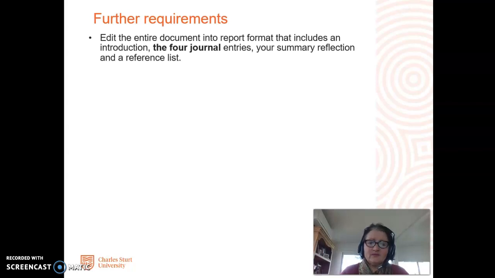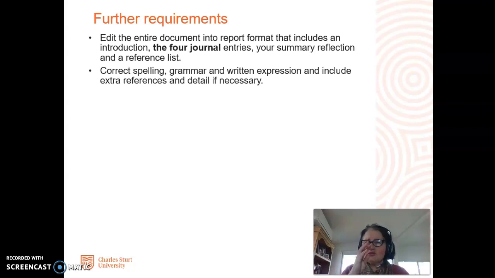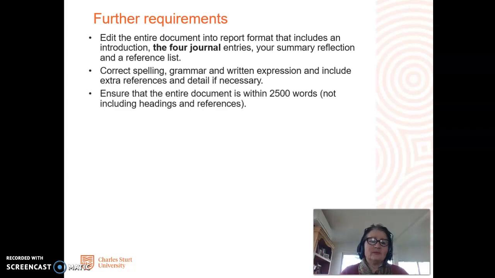Further requirements, so this is from the subject outline, editing your whole document, and I've included there, you put an introduction, your 4 journal entries, your summary reflection, and a reference list. So this is what it's going to look like. Make sure your spelling's correct and your grammar and your written expression flows, and you're including references and detail where necessary. Now go back to the academic learning skills session if you didn't go, or if you're questioning at all. There's much more information on that, and that was in week 2 that we had that session from Debbie Wheeler.